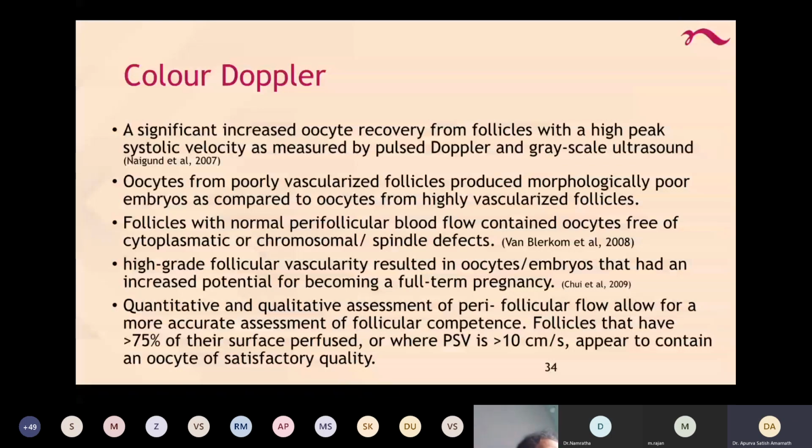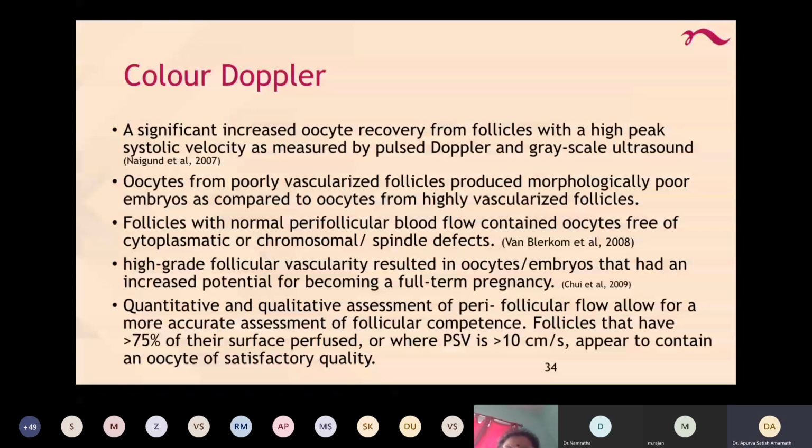Quantitative and qualitative assessment of perifollicular flow allows for a more accurate assessment of follicular competence. Follicles that have more than 75% of their surface perfused, or where the peak systolic velocity is more than 10 centimeters per second, appear to contain an oocyte of satisfactory quality.